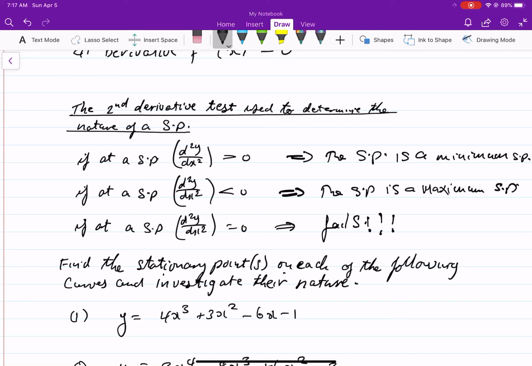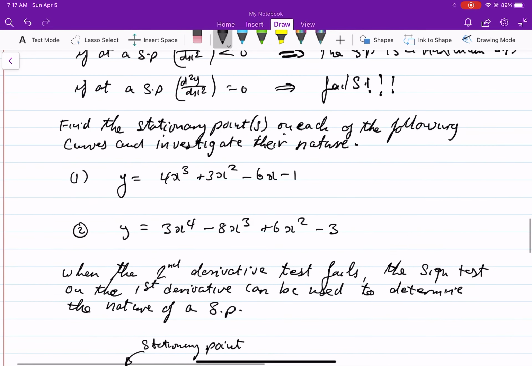Okay, so let's jump right in. I have 2 examples there. I might do one and just give you the second one to do on your own. Find the stationary point or points on each of the following curves and investigate their nature. So let's run the first one.